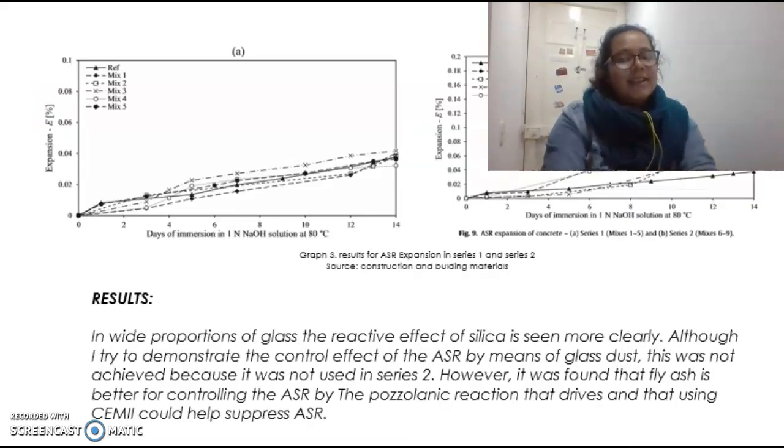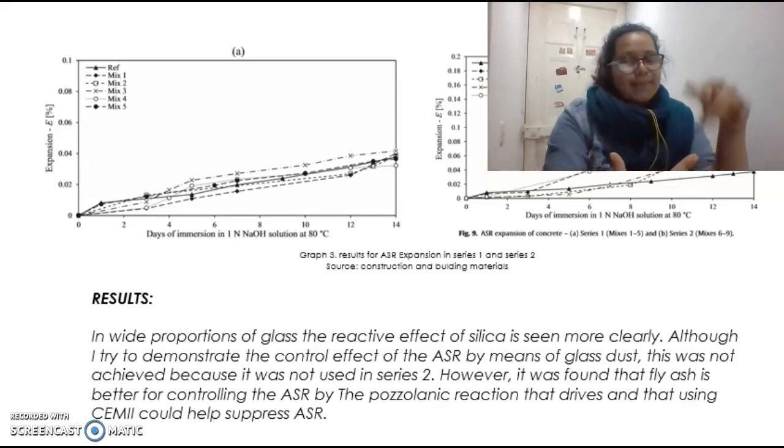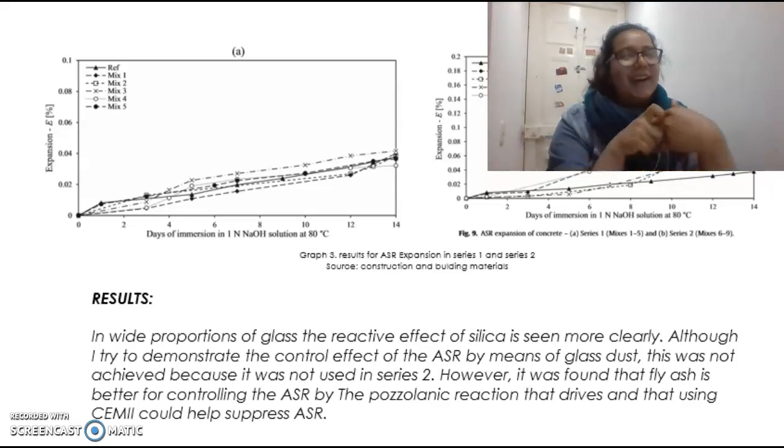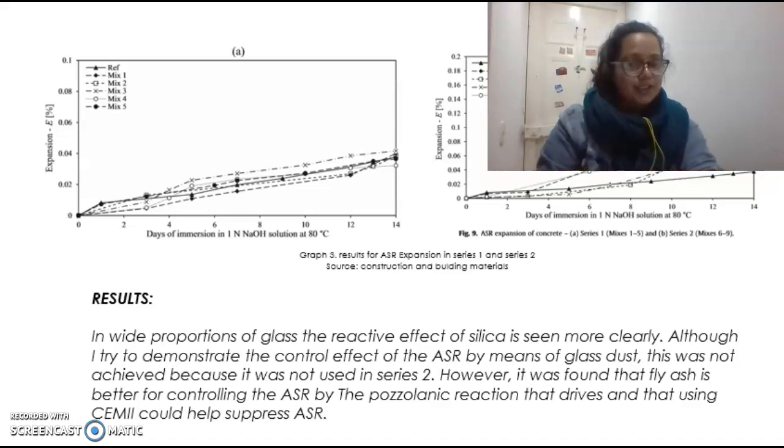In the second series, the use of GGBS instead of fly ash and the treatment of glass shows the expansion is greater than a reference sample. In sample 9, which has higher GGBS content, the effect is reduced, indicating that it could be efficient for the reduction of the alkali-silica reaction in certain concentrations.